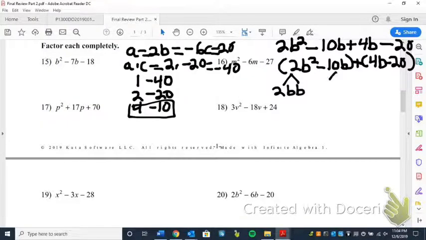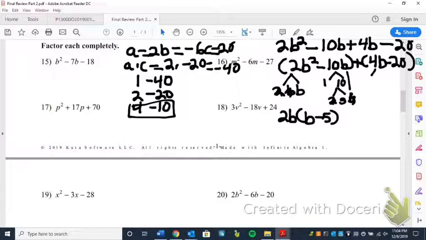So we have 2 times b times b. Negative 1 times 10 times b. Or 2 times 5 times b. What do they have in common? They both have a 2 and a b. So we take those outside, put the b minus 5 on the inside.